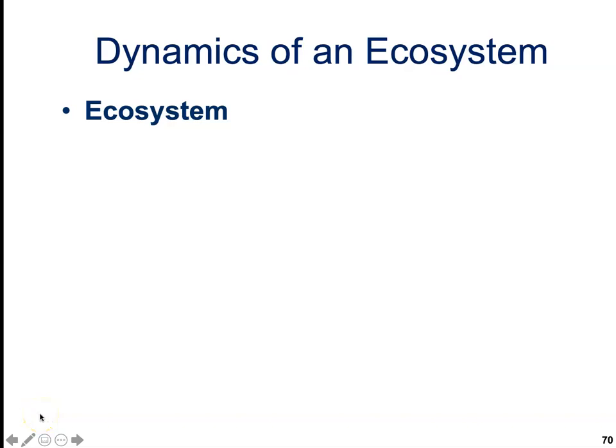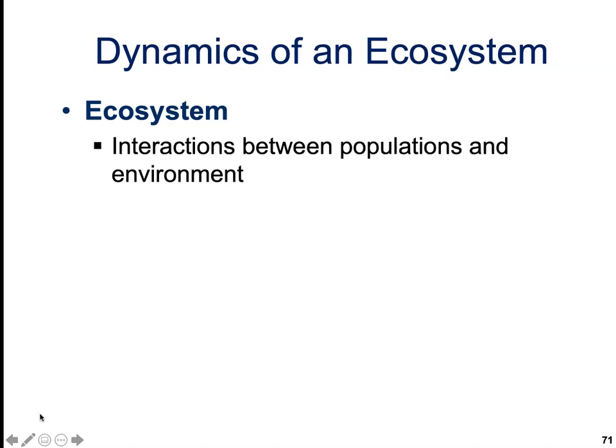Right, the last thing that we're going to talk about is the dynamics of the ecosystem. Like we've said before, an ecosystem is composed of the interactions between populations as well as their physical environments. The abiotic components of an ecosystem are the non-living things like water, atmosphere, soil, and light.